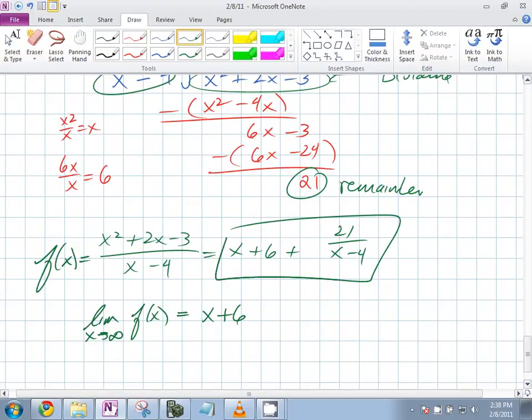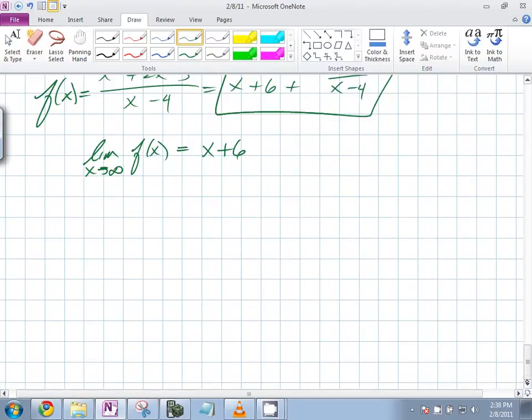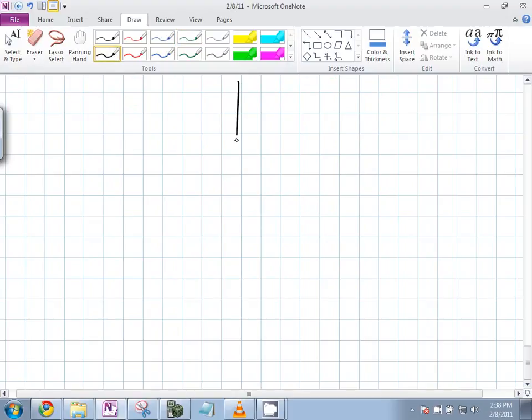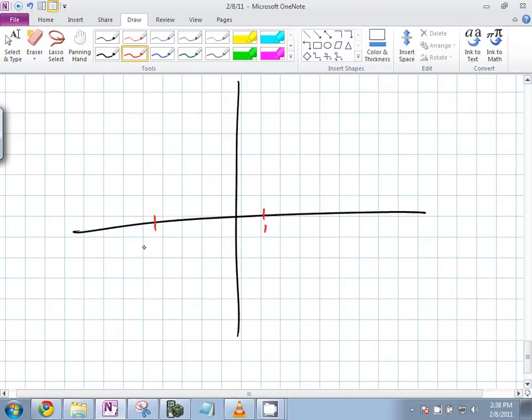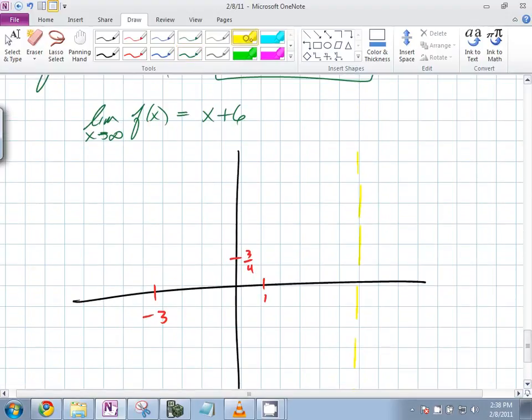Let's put it together. So let's put what we have together so far. Here's what we have, everybody. We have one intercept at negative 3, one intercept at 1, and we have one intercept at 3/4. We have a vertical asymptote at x equals what? 4, right? And then we have an oblique asymptote at y equals x plus 6. And I'm not going to do this to scale. I'm going to call that 6, okay? It's really okay if you warp it for now.